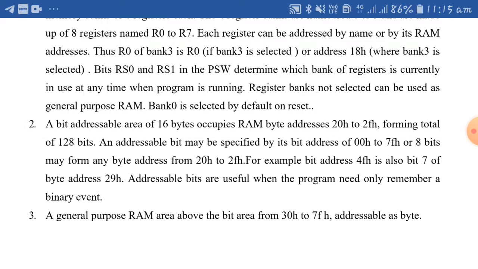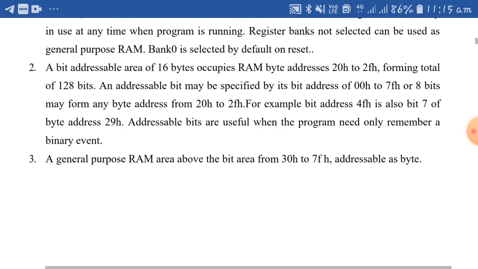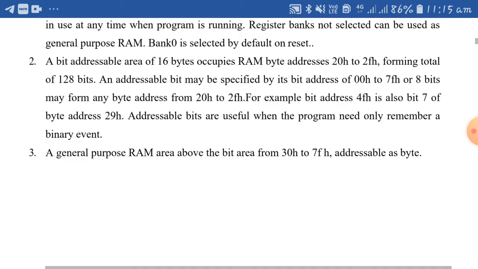That's why it is called the bit addressable area, specified by bit addresses from 00H to 7FH, where 8 bits fall in a byte address from 20H to 2FH. I have given one example also. For example, if you want to store at bit address 4F, that is also bit 7 of byte address 29H. Addressable bits are very useful when a program needs to remember only binary events.